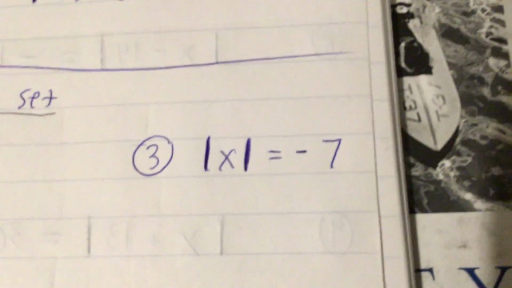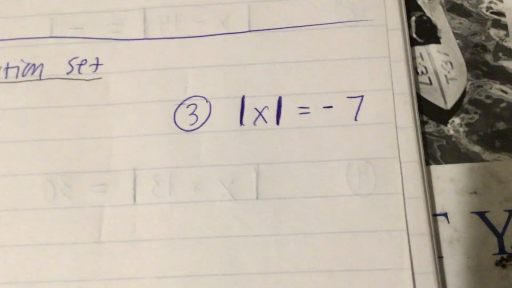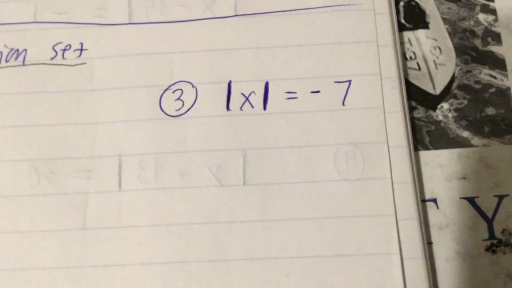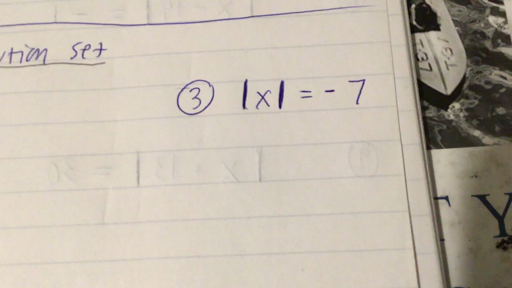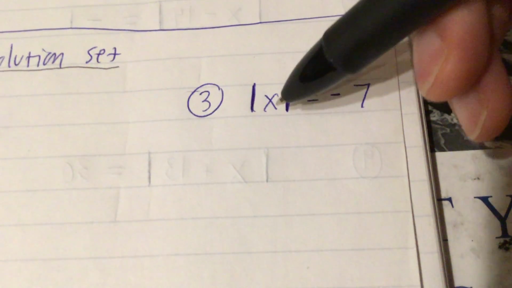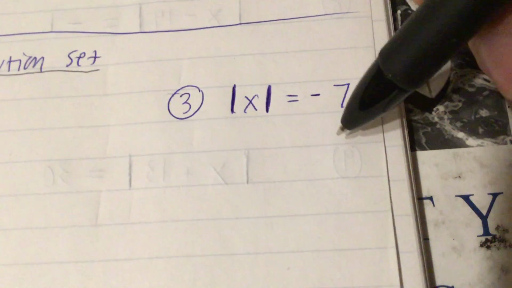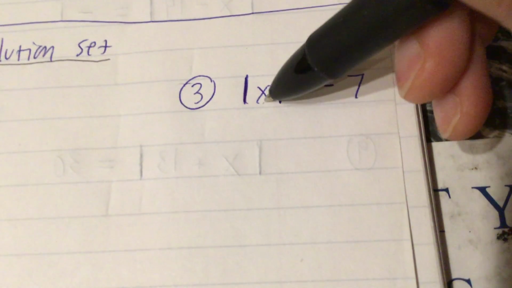Moving on to problem number 3, the absolute value of x is equal to negative 7. How do I get a distance of negative 7? Well, no matter what I plug in there, the absolute value of 7 is 7, not negative 7. Okay, let's try negative 7. What's the absolute value of negative 7?